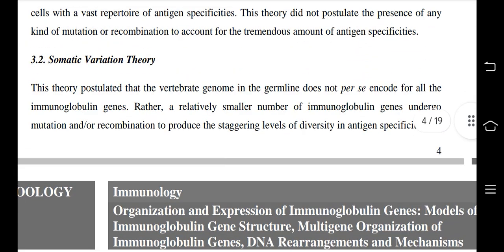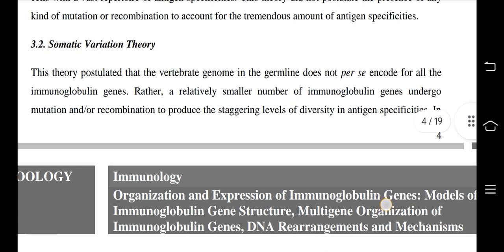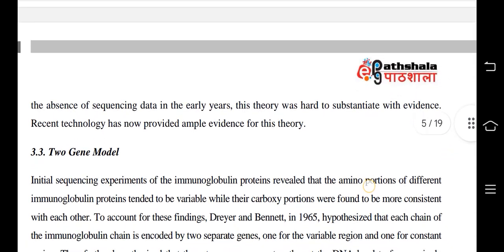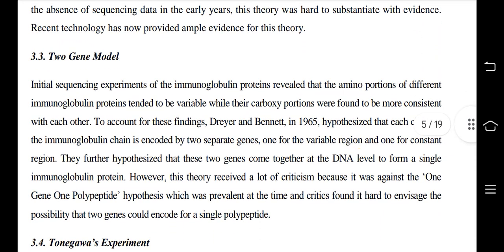What is this theory? It postulated that the vertebrate genome in the germline does not per se encode for all the immunoglobulin genes. Rather, a relatively small number of immunoglobulin genes undergo mutation or recombination to produce the staggering levels of diversity in antigen specificities. They rearrange or mutate. Then, two gene models.